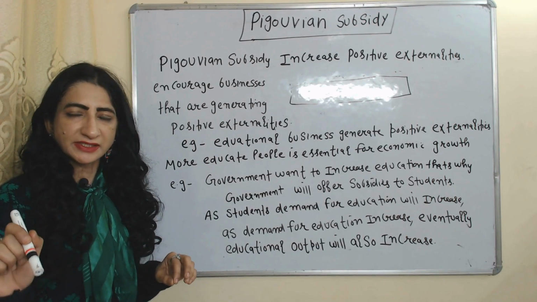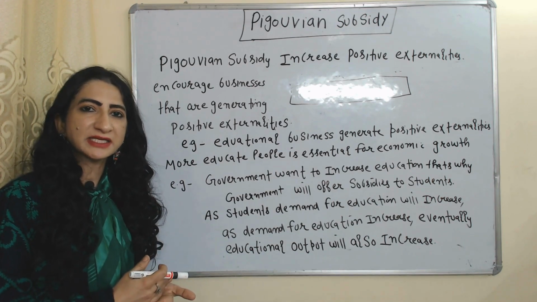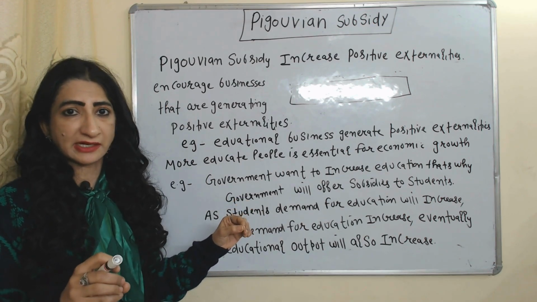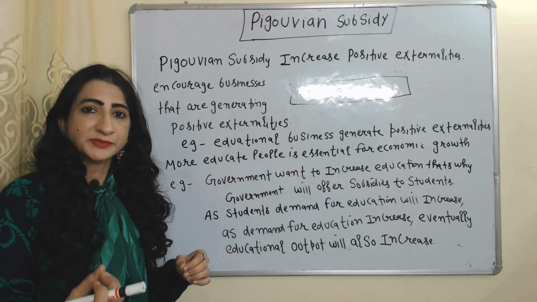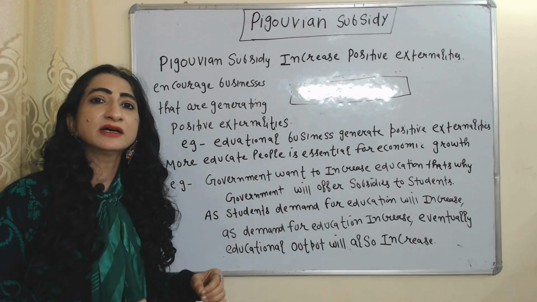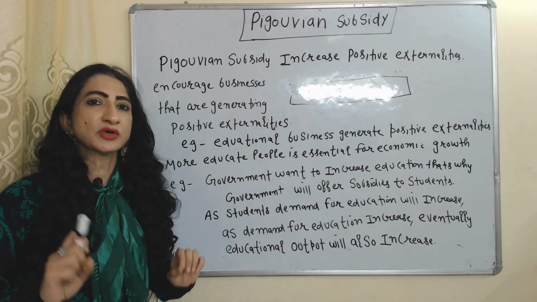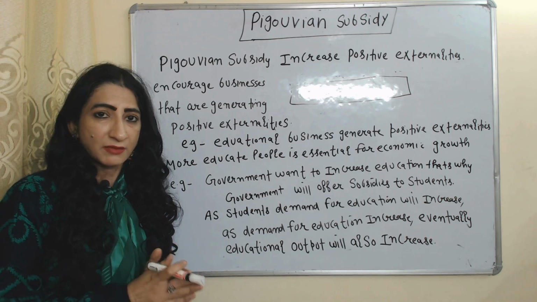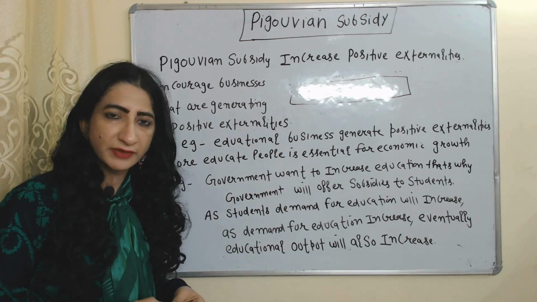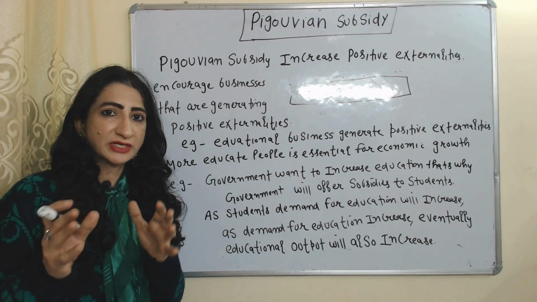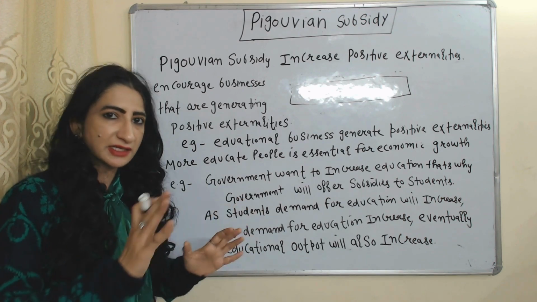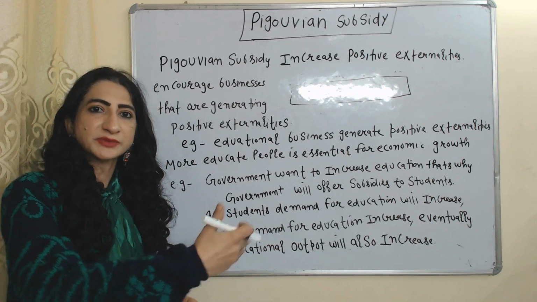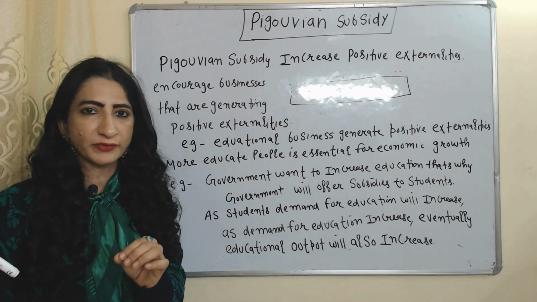As we earlier discussed, Pigouvian taxes reduce negative externalities, but Pigouvian subsidy increases positive externalities. That means Pigouvian subsidy encourages businesses which provide positive externalities. As we know, educational businesses provide a positive externality to our economy. More educated people are essential for our economic growth. So we can say that educational businesses create positive externalities for our economy. So in order to promote education, government will provide subsidy to students. It will be called Pigouvian subsidy.